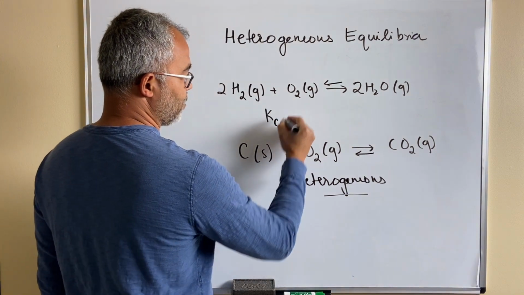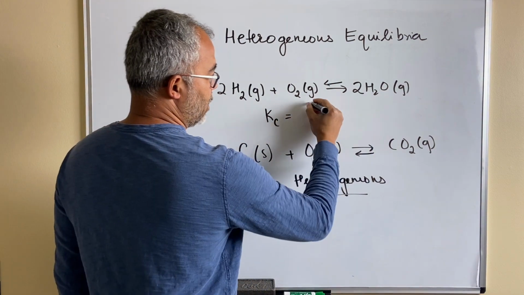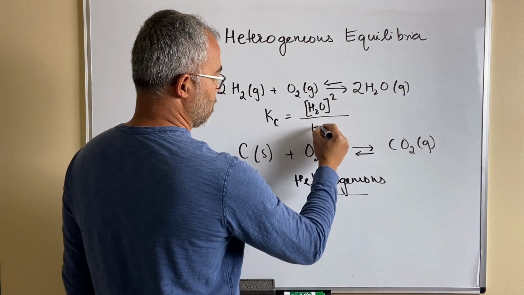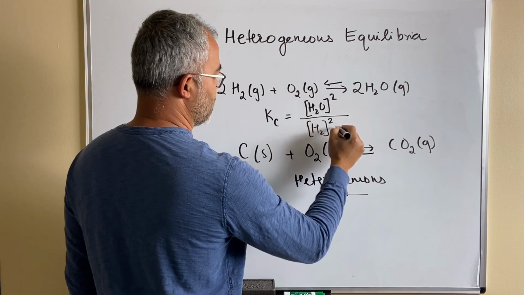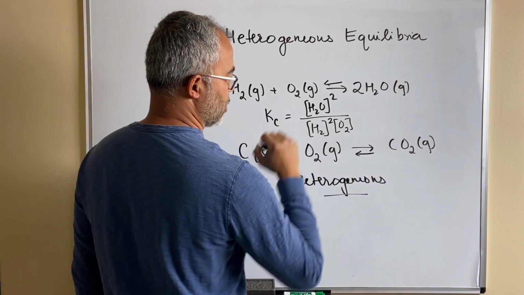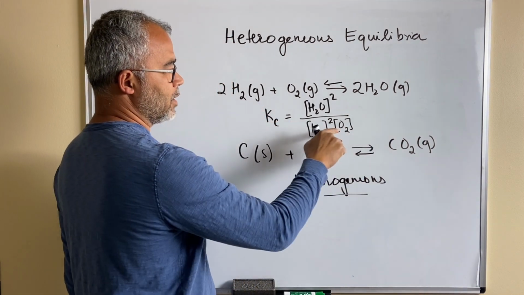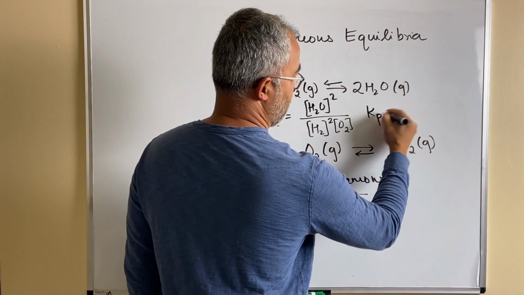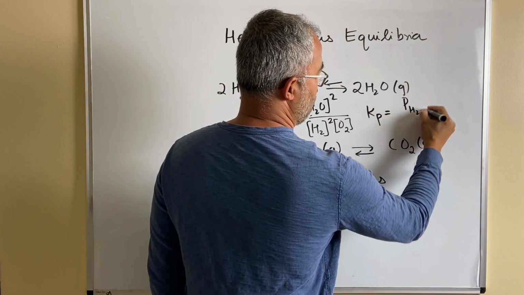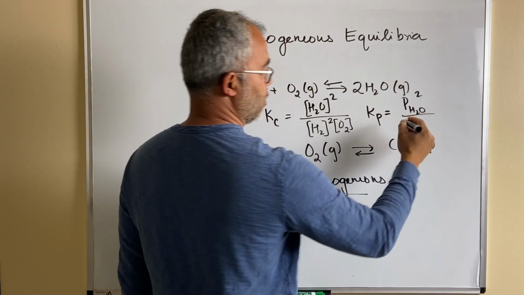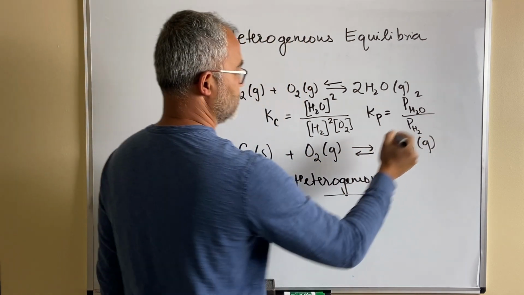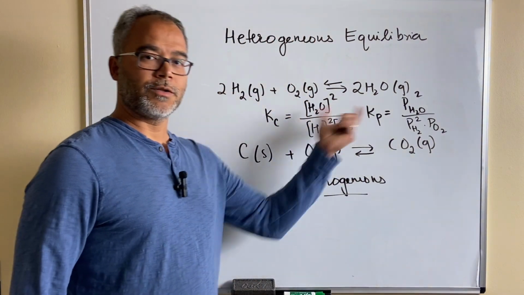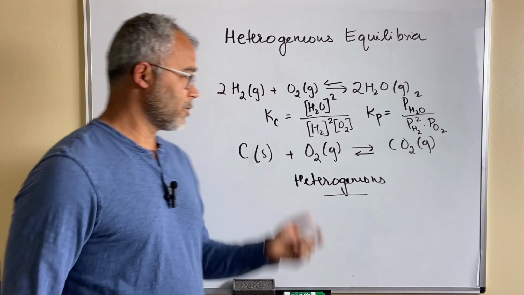That would be Kc is equal to the concentration of the product raised to the coefficient over the concentration of the reactant raised to the coefficient, so H2 raised to the coefficient times oxygen raised to 1. Now this could also be expressed as Kp is equal to the partial pressure of water squared, so raised to the coefficient, over the partial pressure of H2 raised to 2 times the partial pressure of oxygen. Okay, and then of course you should know how to relate Kc and Kp. There's a relationship for that.